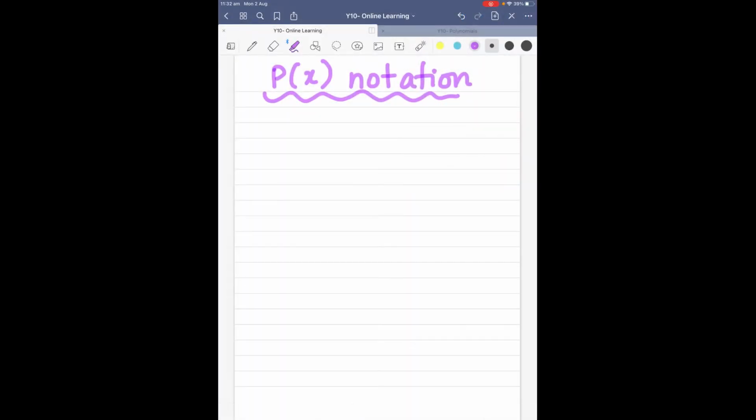Hello guys, welcome to the next concept of polynomials, which is P(x) notation. So what you need to know is that function notation is used for polynomials. So let's write that down. Function notation is used for polynomials.